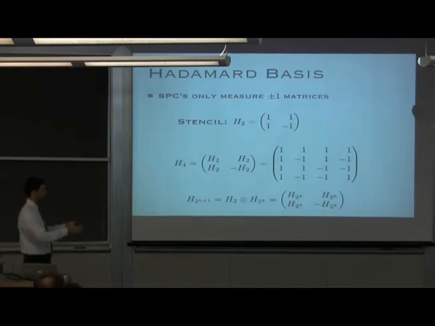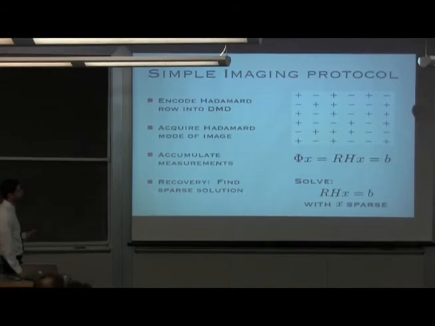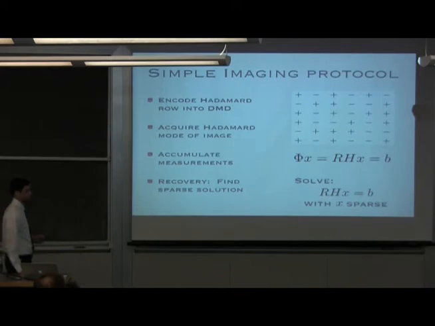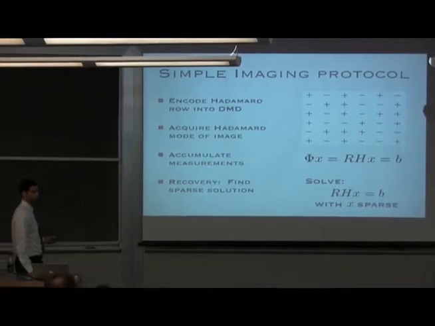And then we can bootstrap this up to larger and larger matrices by taking the Kronecker product of a smaller matrix with this matrix H2. So this is what a simple image acquisition protocol looks like. You encode rows of the Hadamard matrix onto the DMD, which gives you a sequence of plus or minus 1s. You get an inner product with the image. We acquire a Hadamard mode of the image. Then we accumulate multiple Hadamard modes, and that's where this measurement operator phi comes from.